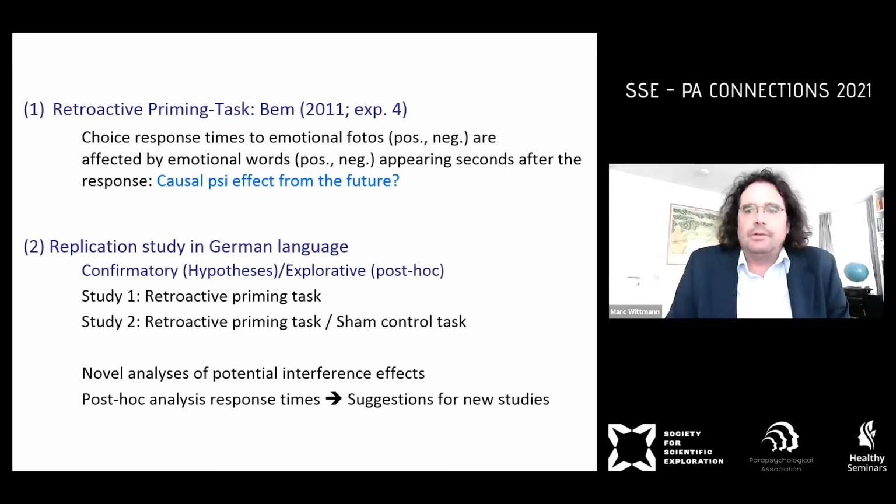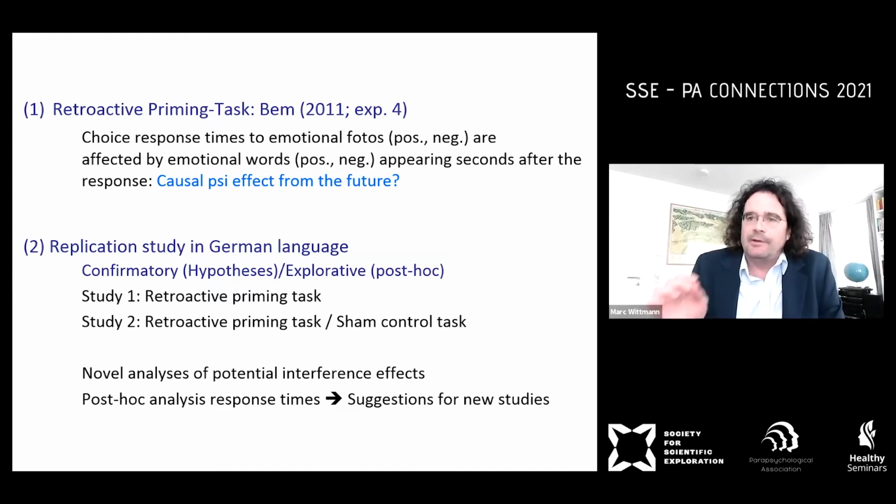So what I'll be talking about today is the retroactive priming task by Bem, experiment 4 in his seminal paper from 2011. And what was it about? It was about choice response times to emotional photos, which could be positive or negative, which were affected by emotional words, positive or negative, appearing seconds after a response, after the choice reaction time. So the question then was, wow, how is that possible? Is this a causal psi effect from the future?